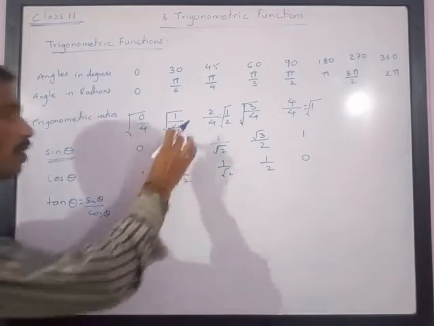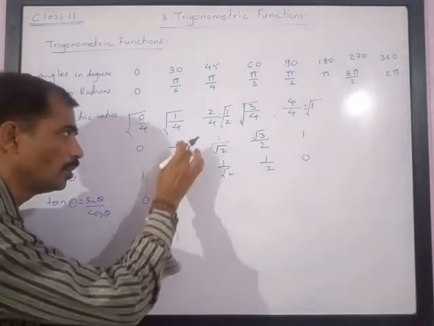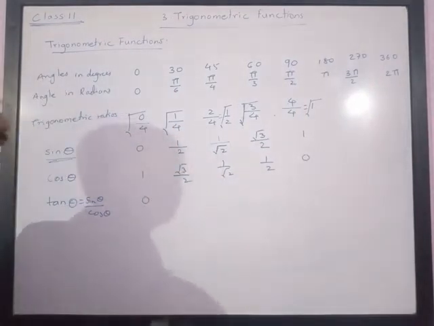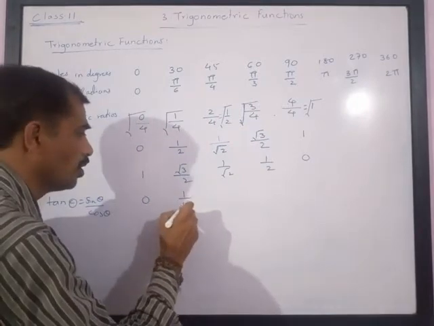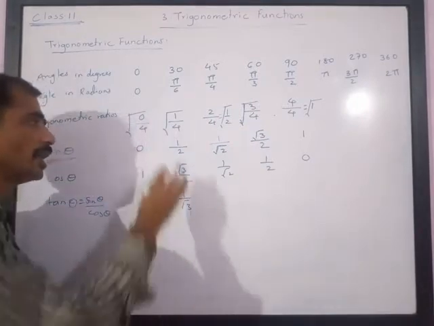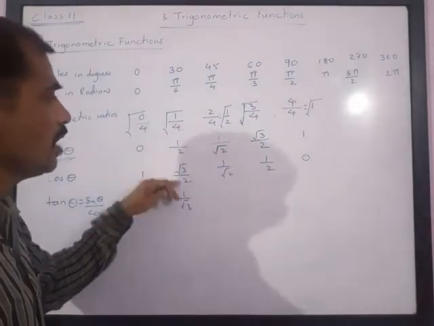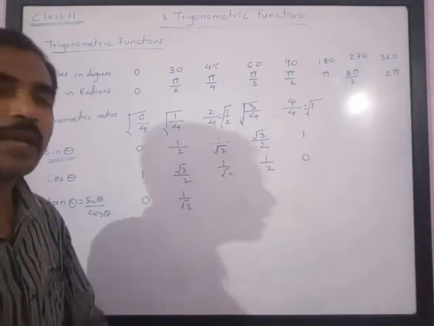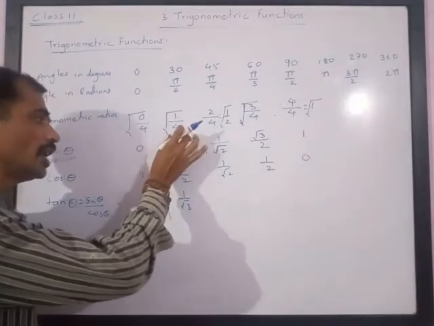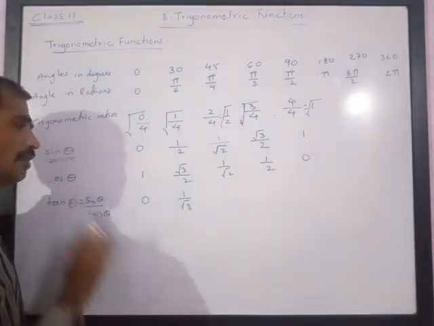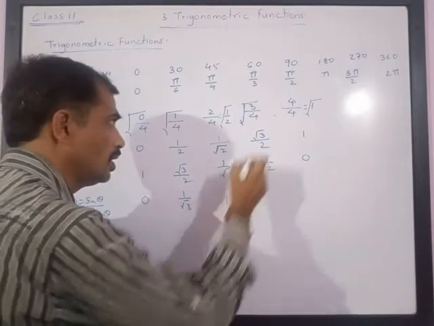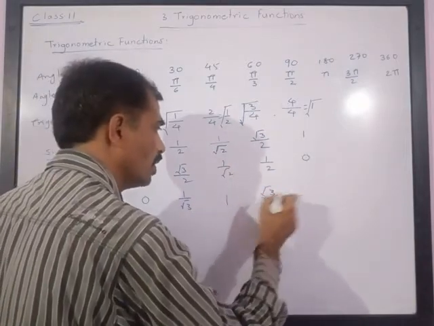Now see, here 1 upon 2 upon root 3 upon 2, both the denominators are same, so they can cancel each other. We will get the value 1 upon root 3. Easy way to remember is divide numerator by numerator only. Don't think of the denominator. Since denominators of all these terms are same, don't think of the denominators. Only write numerator upon numerator. You will get the tan values. So 1 upon 1 is 1. Root 3 upon 1 is root 3.